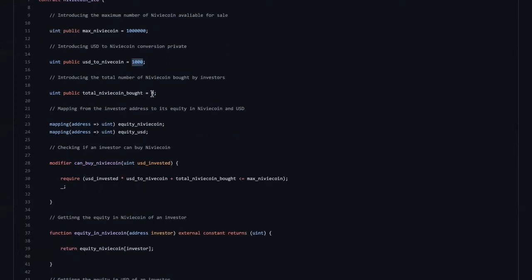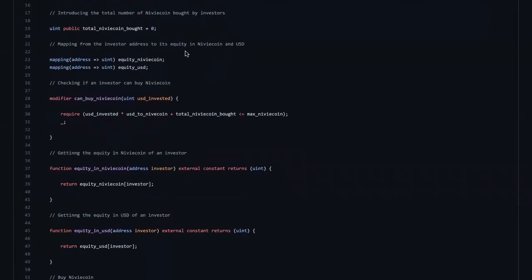Next, we need to describe how much Niviecoin has actually been bought by the investors. And this is important to describe because we need to make sure this number doesn't pass 1 million. So we constantly need to use this number to check against that number to see if we actually have Niviecoin available.